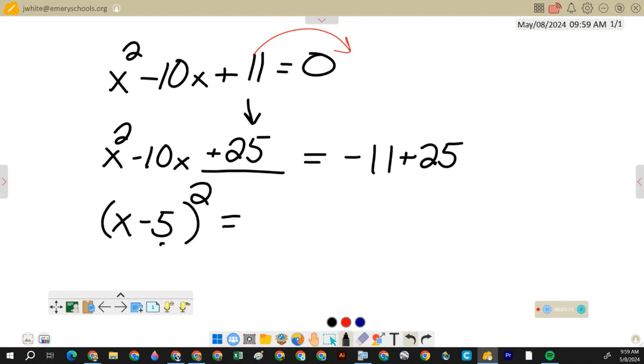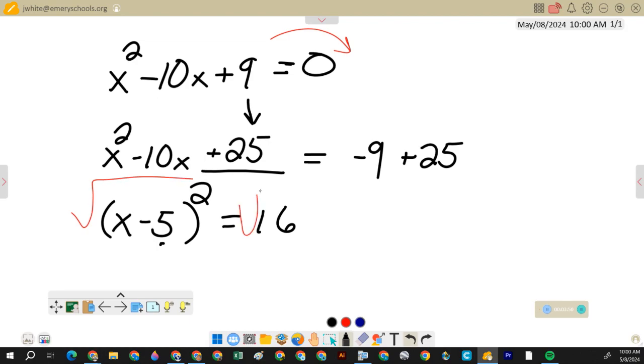And now that becomes 14. Ooh. Plus 11. Oh. Oops. I did that wrong in my head. I'm sorry. I actually wanted a 9 over here. Okay. So negative 9 plus 25 is 16. And now I can solve.